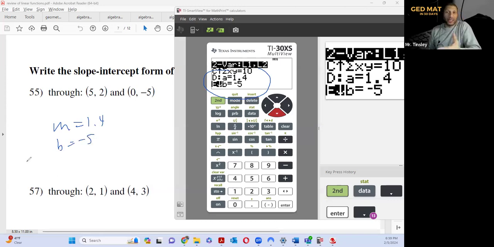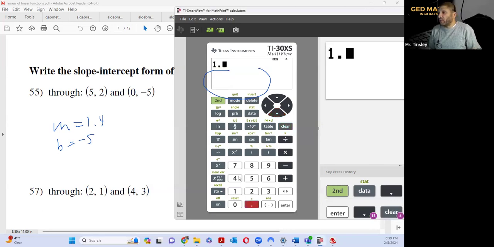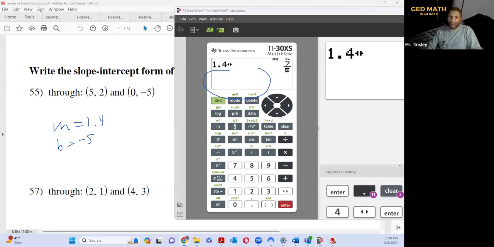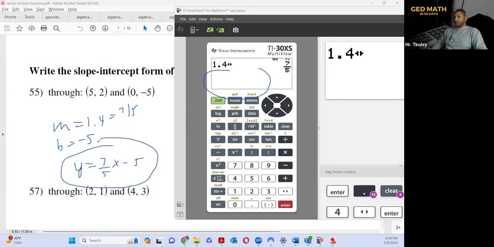Oh, Mr. Tinsley, but the answers give me an improper fraction. That's okay, because I know how to use my calculator. 1.4 is 7/5. So my slope is 7/5. How long did that take me? My slope is 7/5. My y-intercept is -5. Y equals 7/5 x minus 5. I'm now done. 30 seconds at the most.